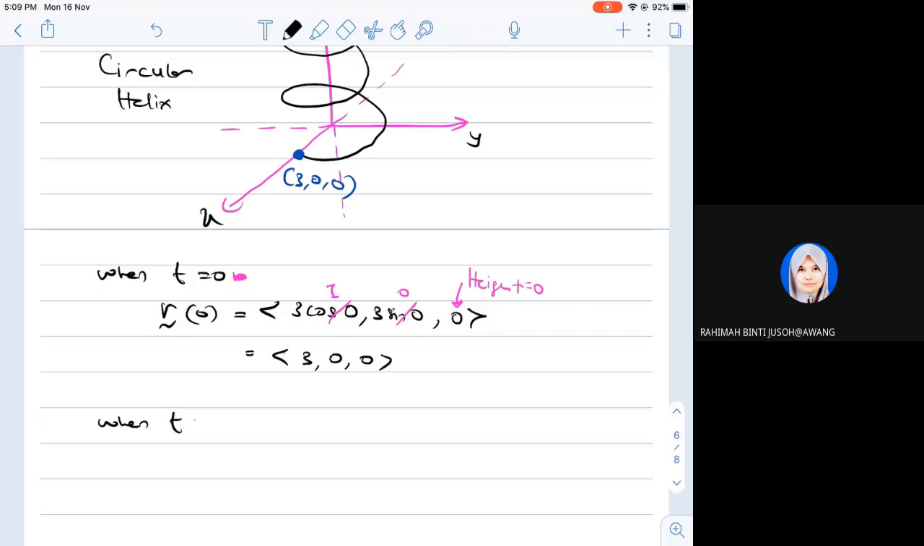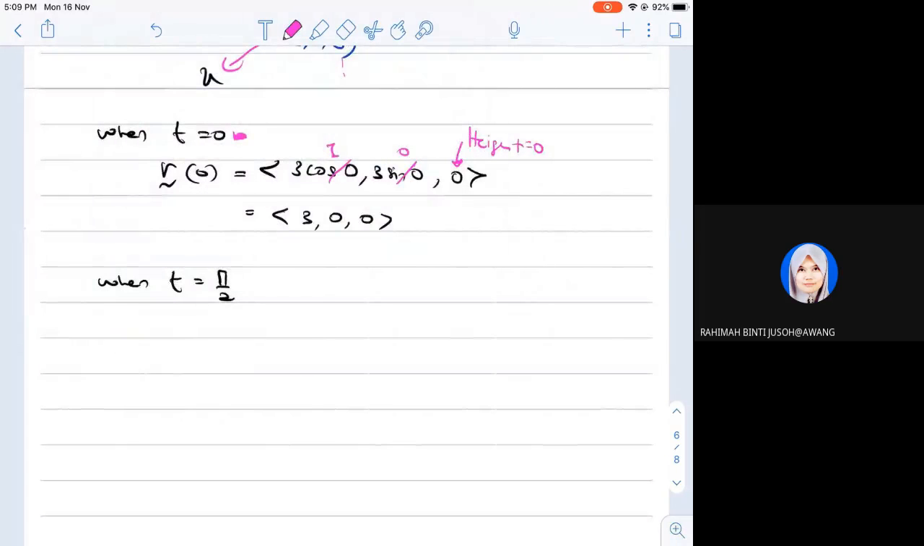When T equals pi over 2, we increase the values of T. Substitute T equals pi over 2 into the vector function. We will have 3 cos pi over 2, 3 sine pi over 2. Yes, good.